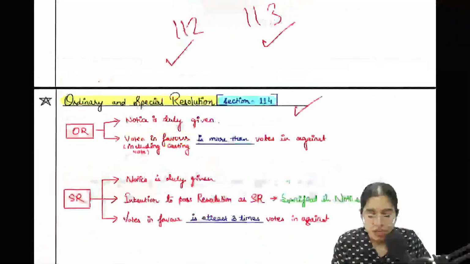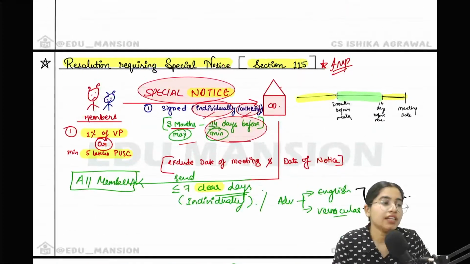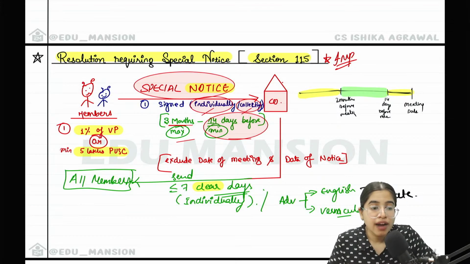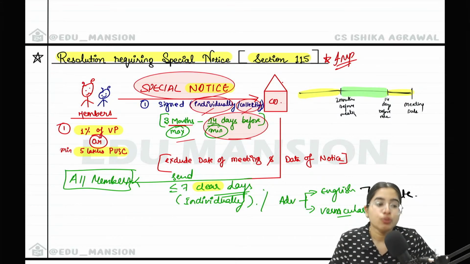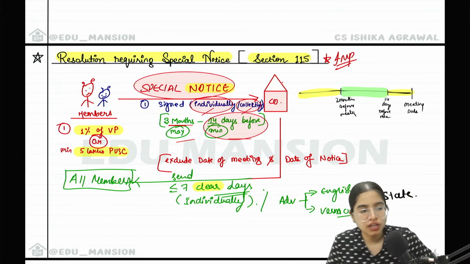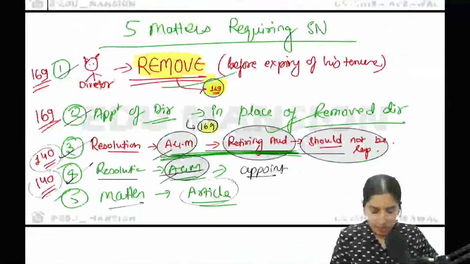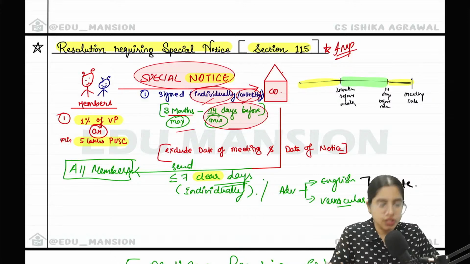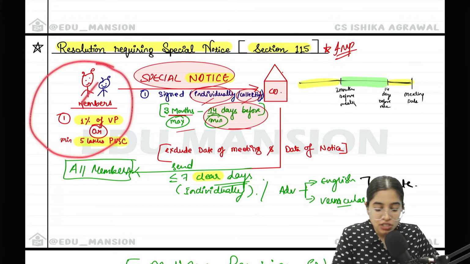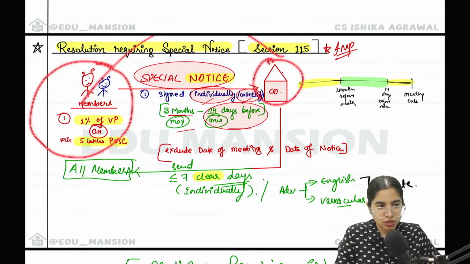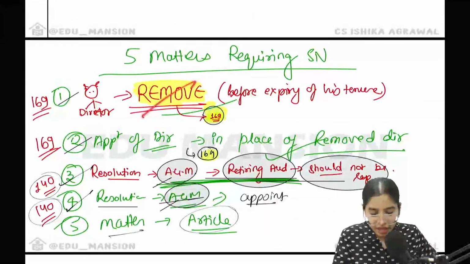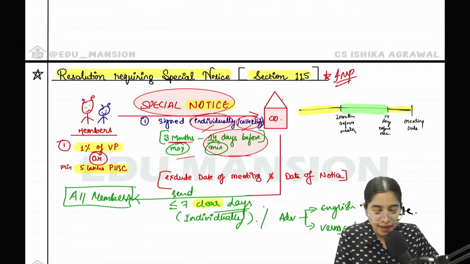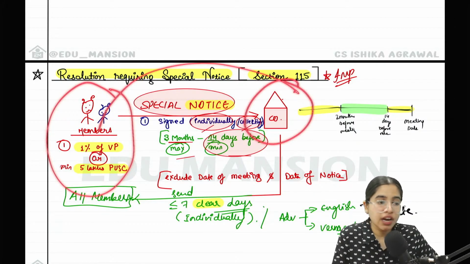So the next section is special notice, 115, which says that there are certain matters with respect to which special notice is required. If you want to pass a resolution with respect to these matters, then first some members will have to give special notice to the company. So there are 5 matters, like 1, 2, 3, 4, 5, with respect to which special notice is required to be given by members to the company in order to pass that resolution.